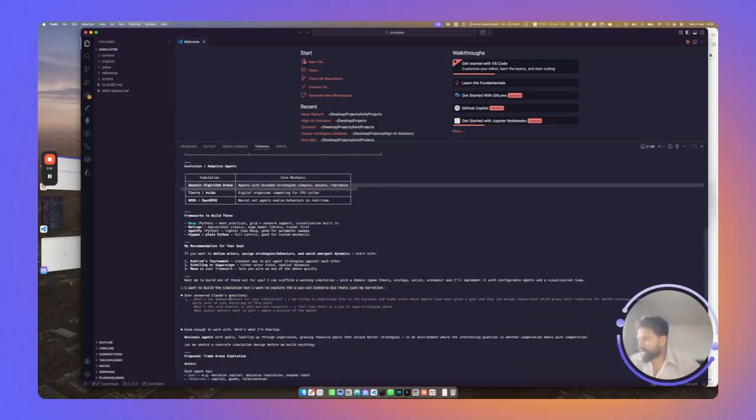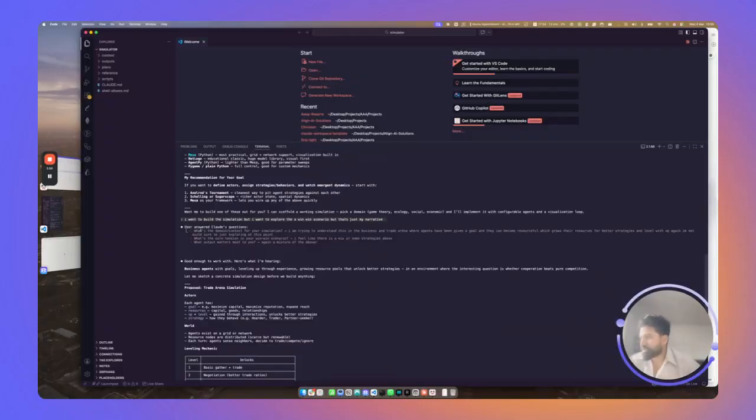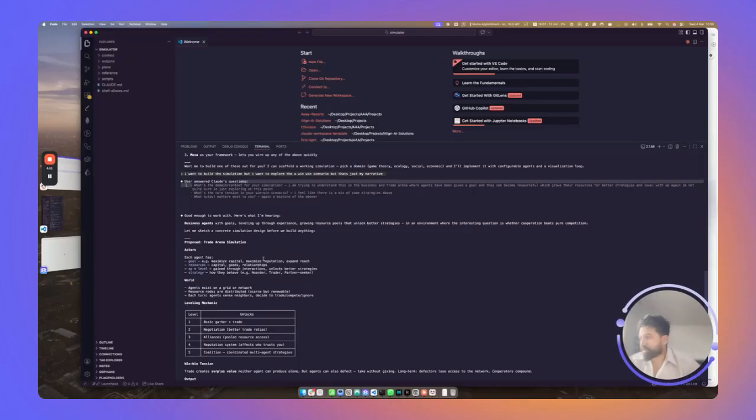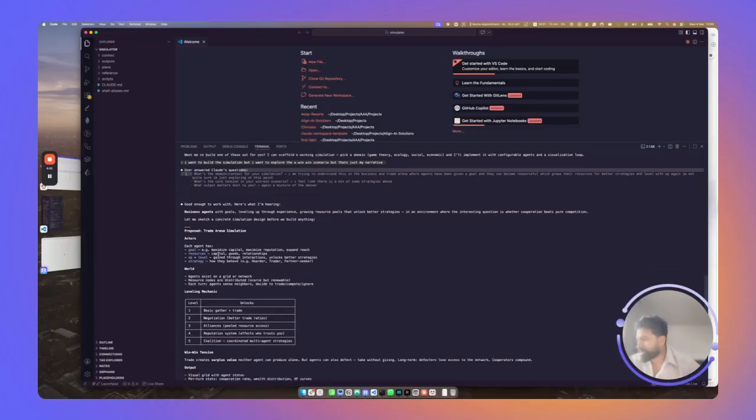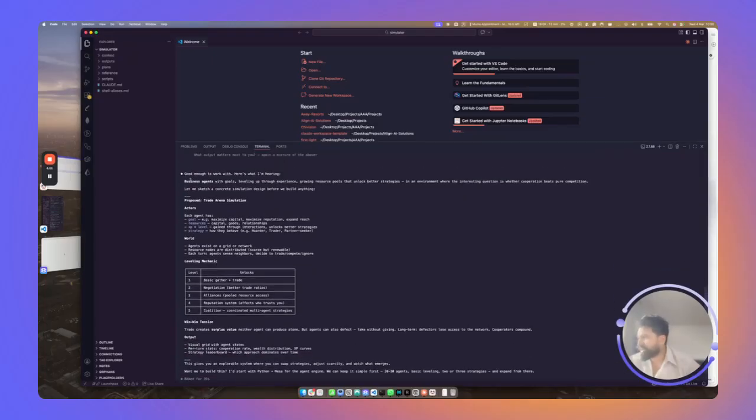So it's put a plan together for me. It's asked me a few questions. It asked me, do I want it to be a game that I can demonstrate? So now it's created a plan: business agents with goals, leveling up through experience, growing resource pools that unlock better strategies, in an environment where the interesting question is whether cooperation beats pure competition. So it's sketching that out.